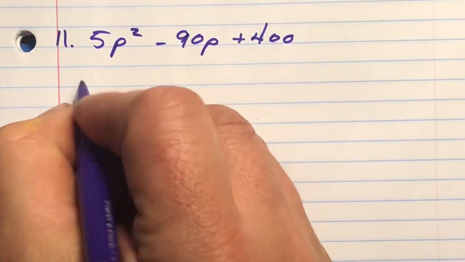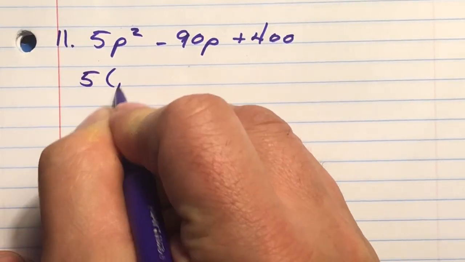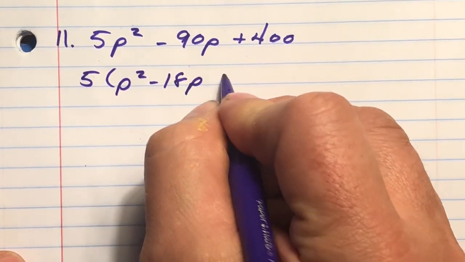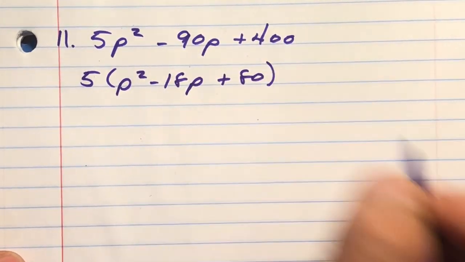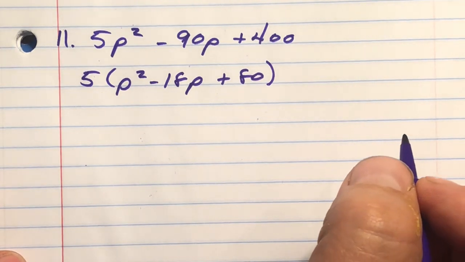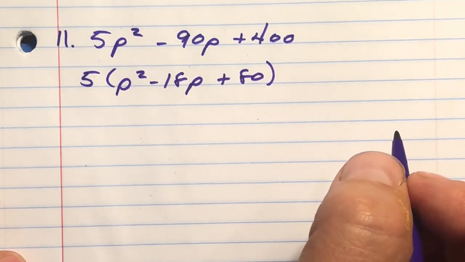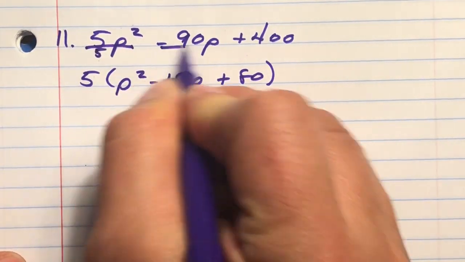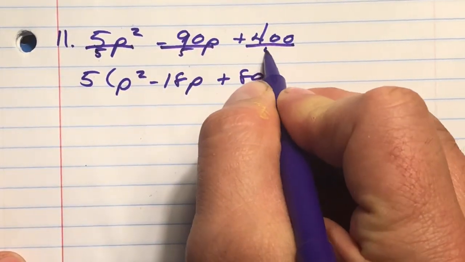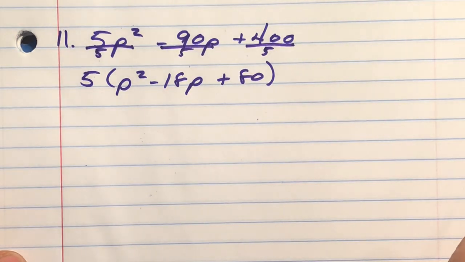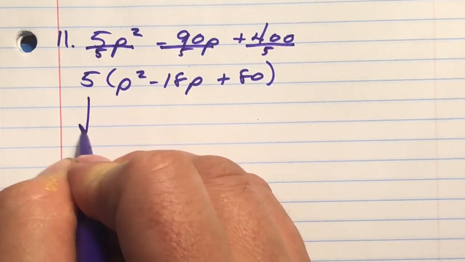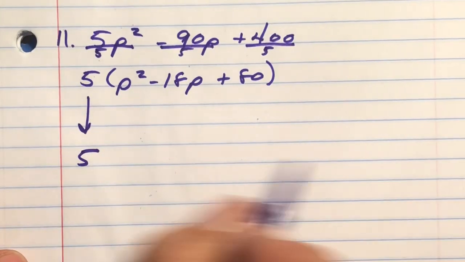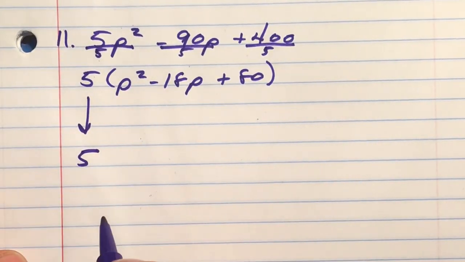All right, so if I take out a 5, I'm left with p squared minus 18p plus 80. All I did was divide out a 5 out of each of those terms, okay? All right, now once again, don't forget about this guy. We'll reserve him for our final answer there. He's still a part of that expression.